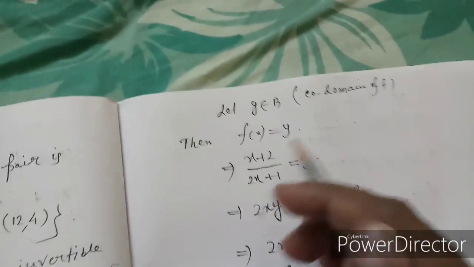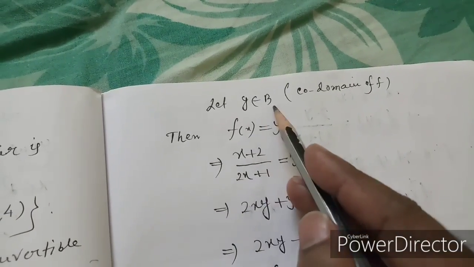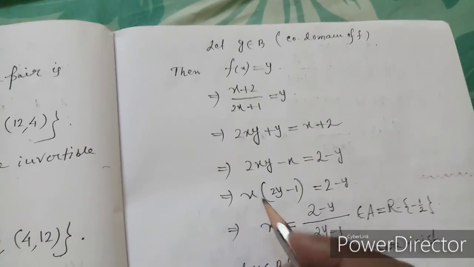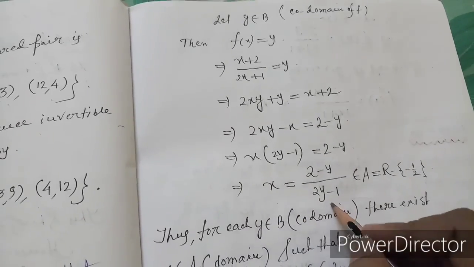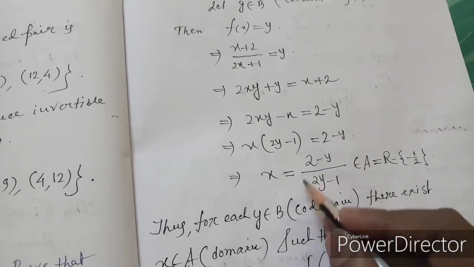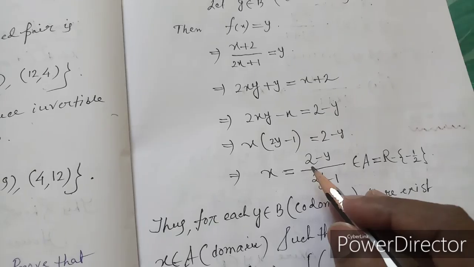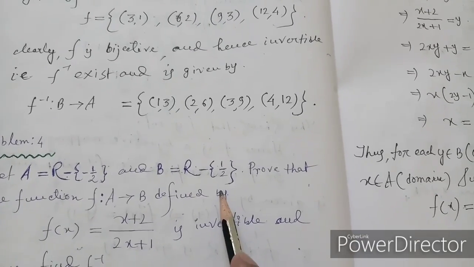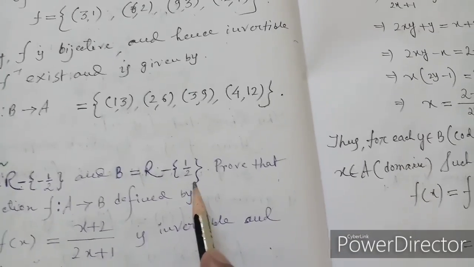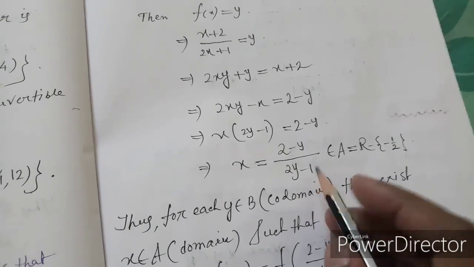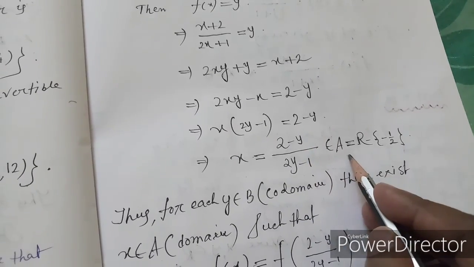And for the surjective part, let y belong to B, the codomain of f, then f(x) = y. Now cross multiplying, we have to find x in terms of y, and that should belong to A, because 2y minus 1 is not equal to 0, obviously. Why? Because y belongs to B and B is R minus {1/2}. That means y is not equal to half. This implies 2y minus 1 is non-zero. So this should belong to A.